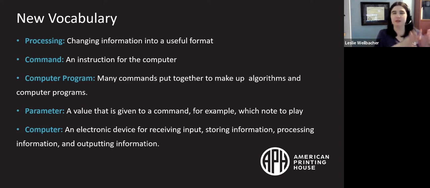So we've got the smallest is a command. We've got a couple commands in the right sequence that makes up an algorithm. We've got a bunch of algorithms that makes up a computer program. Parameter, a value that is given to a command. So for example, what note to play, how fast to go. And what is a computer? It is an electronic device for receiving input, storing information, processing information, and outputting information.